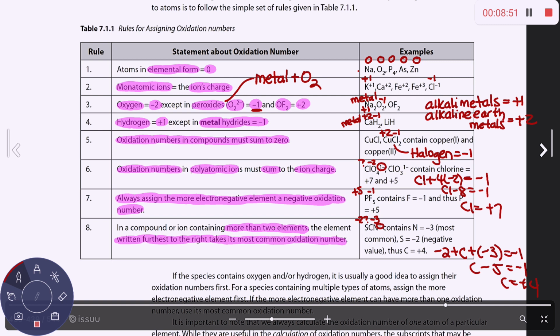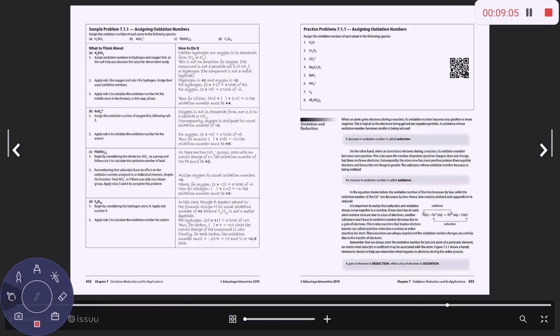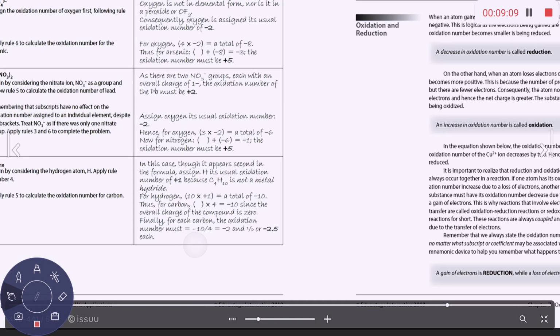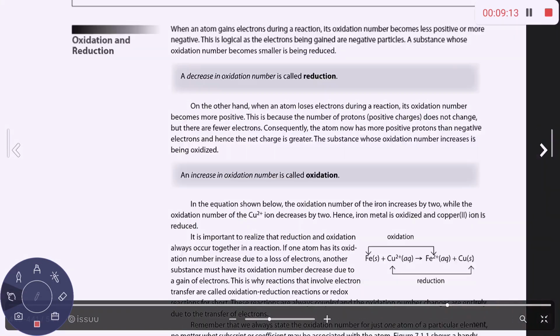Do you feel like you need practice with this, or can I go and talk about stuff? We need practice or no? No. Okay. So I'm going to skip the practice problems. You can always scan that QR code with your phone if you want to do those to get the answers, okay? Okay, let's come down here.